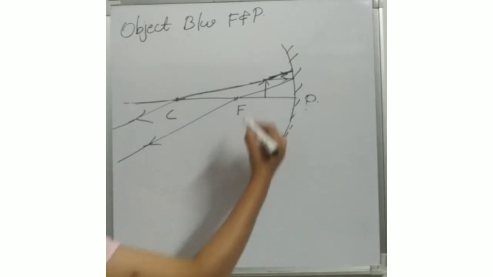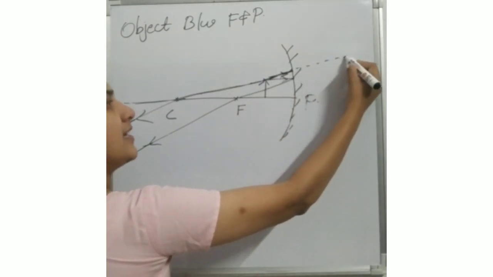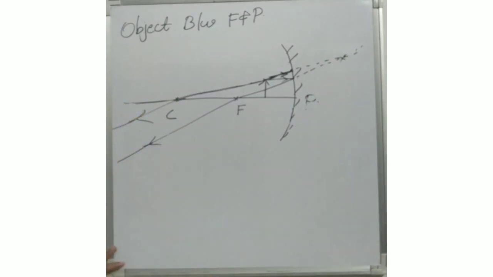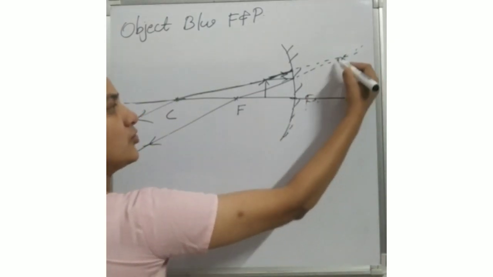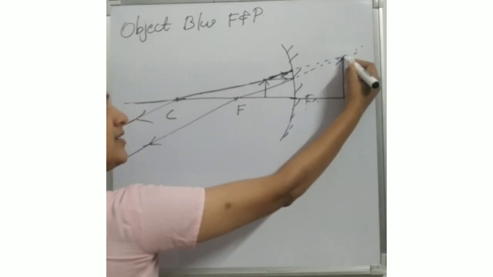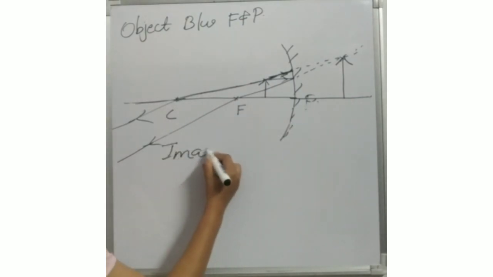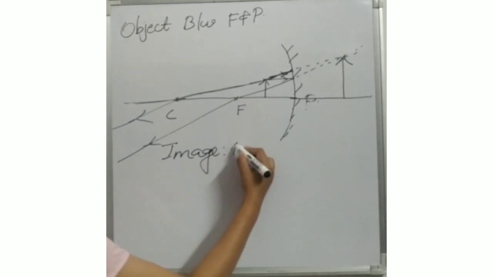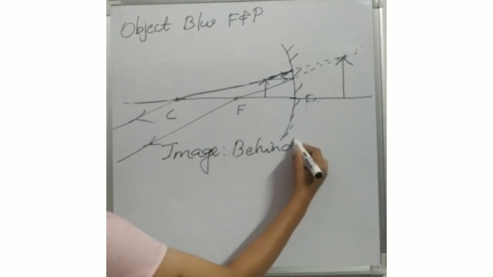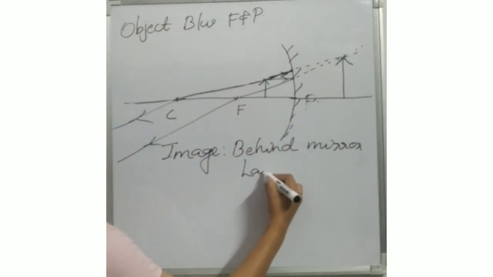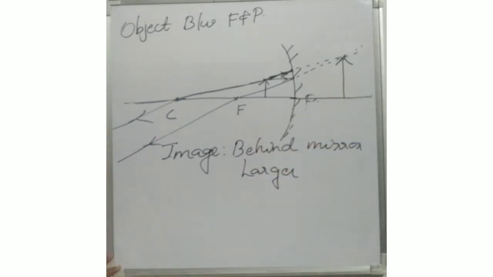So what we can do is extend this line in the backward direction. So we'll get a common point in the back of the mirror. So here the image will be obtained at this point. Okay. So now we can compare the object and the image. Okay. So image is obtained behind the mirror and it is larger than the object. Size is larger and it is erect.